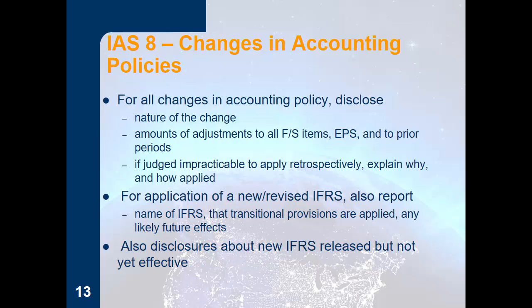With respect to disclosures, whenever we have these changes in accounting policy, we need to tell people about the nature of the change. We need to show the amounts of adjustments to all financial statement items, earnings per share in prior periods. And if the situation is judged to be impracticable so that we cannot apply the retrospective treatment, we have to explain why and explain what we did.